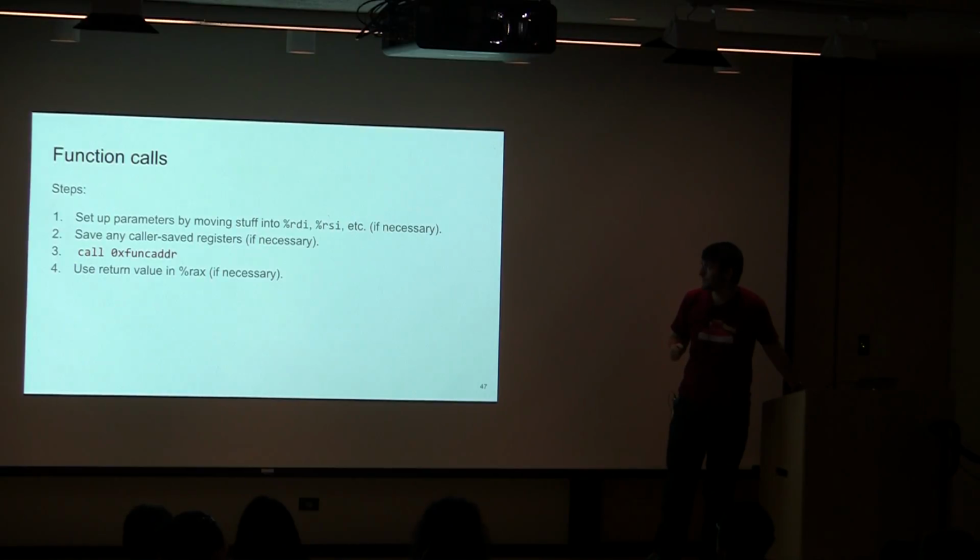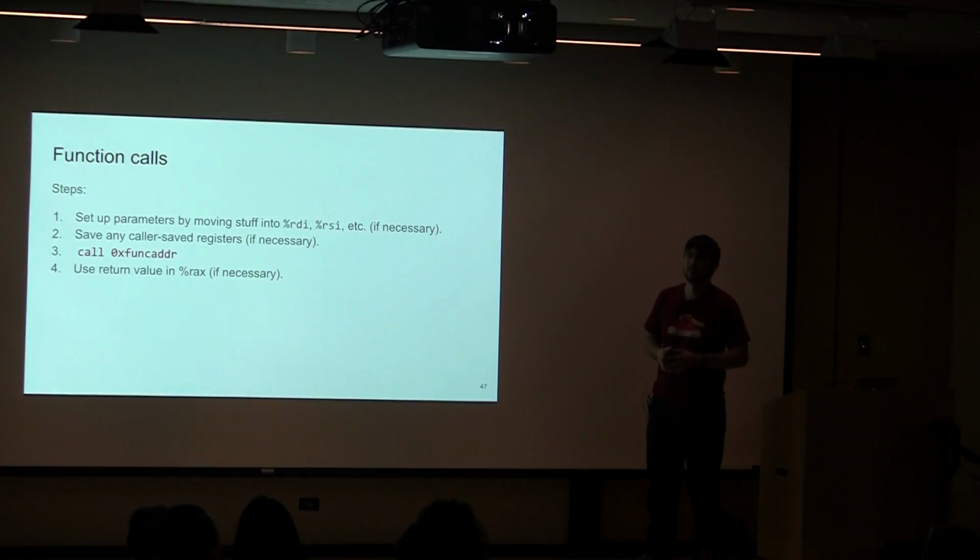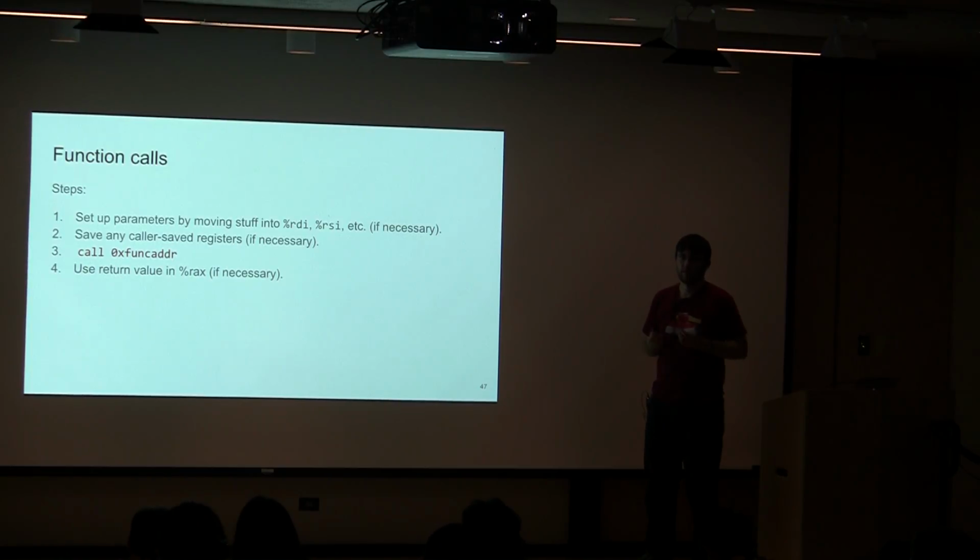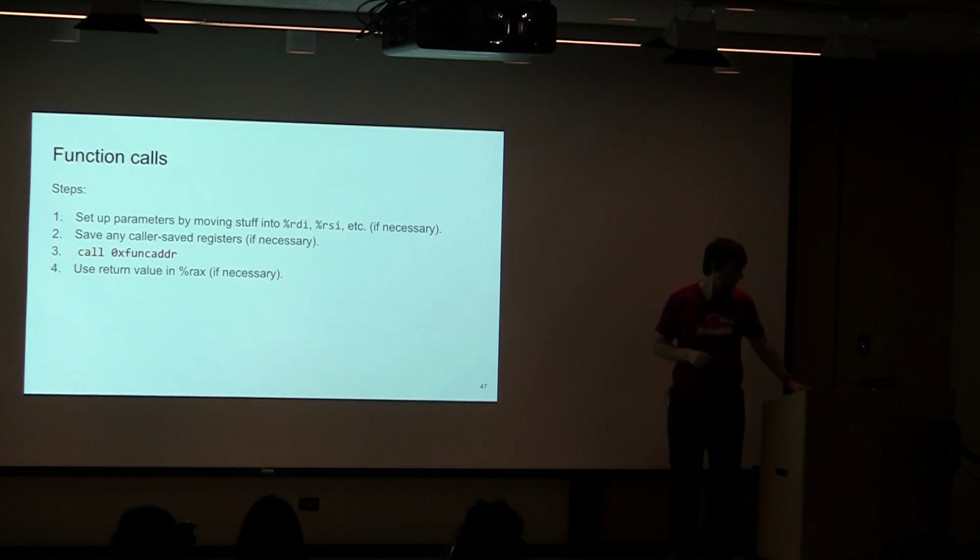Okay, great. And we've seen some function calls. Before we call a function, we have to set up parameters. We have to save any registers that we care about. Then we can call the function. Then when the function returns, we can restore the registers we care about if they're callee saved, and then we can reuse the return value, which we know will be in RAX. Yeah, that's it.